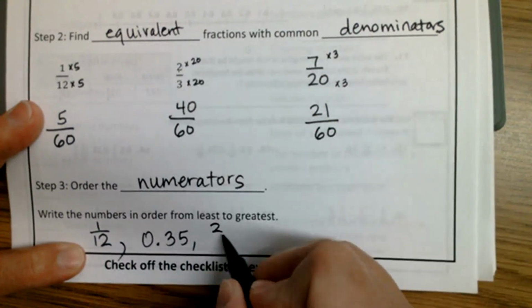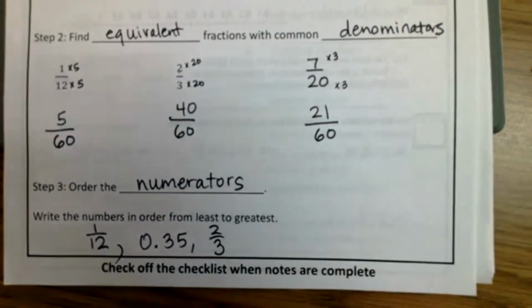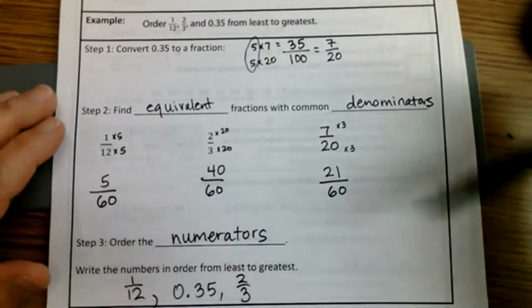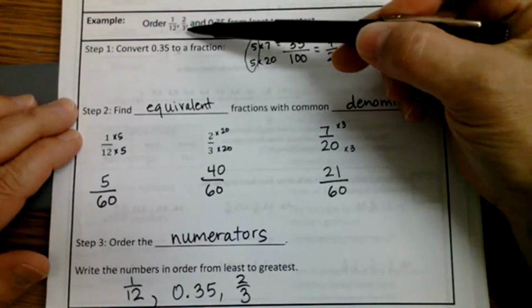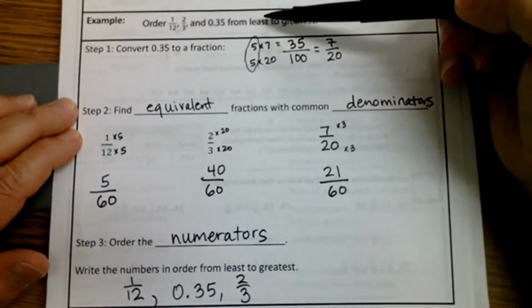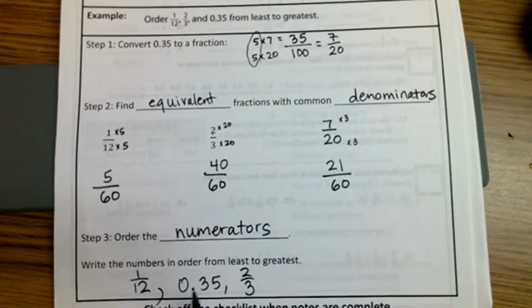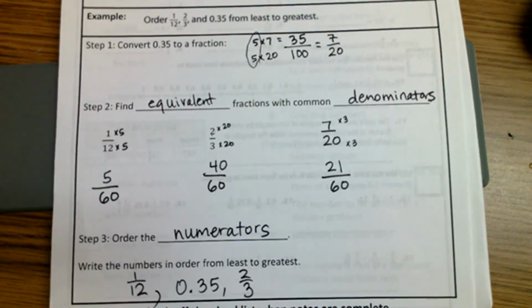40/60 was our 2/3. Okay, so now if you look at our problem, our original problem said order 1/12, 2/3, and 0.35 from least to greatest, and we just did that. 1/12 is the least, 0.35 is next, and then 2/3 is the greatest.